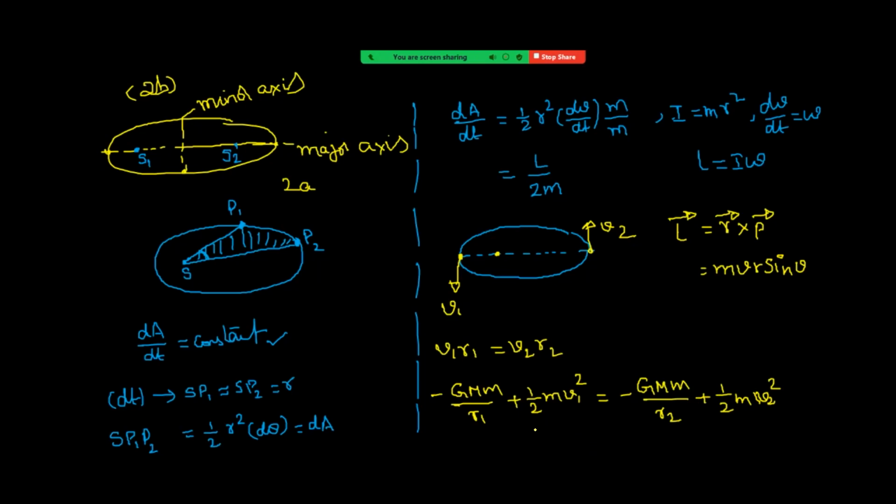Okay. Now you can see here the number of unknowns, v1 and v2. We have two unknowns and we have two equations. Because in an ellipse, you know that the separation from the focus to here, distance r1 equals a into 1 minus e, and r2 equals a into 1 plus e, right? So we have two unknowns, v1, v2, and two equations. Now solving these two, we are going to get v1 and v2. Okay, see the values once.